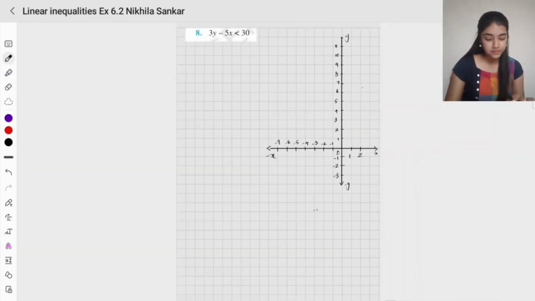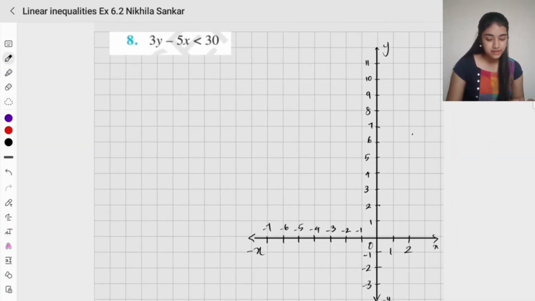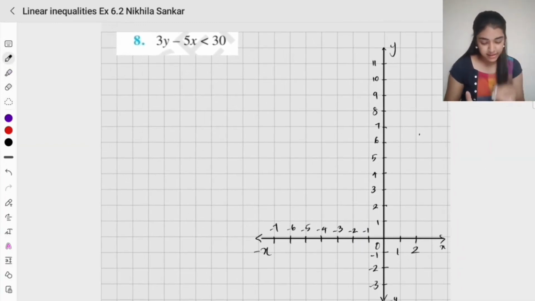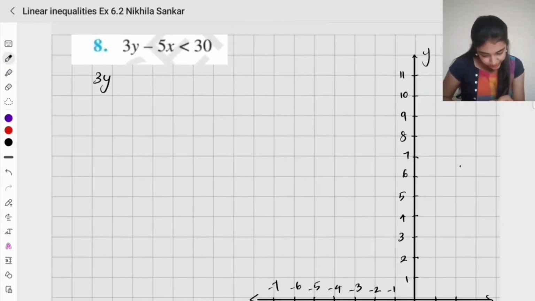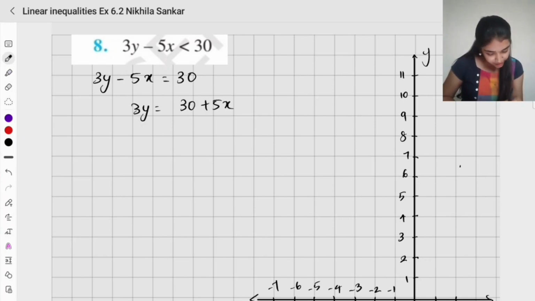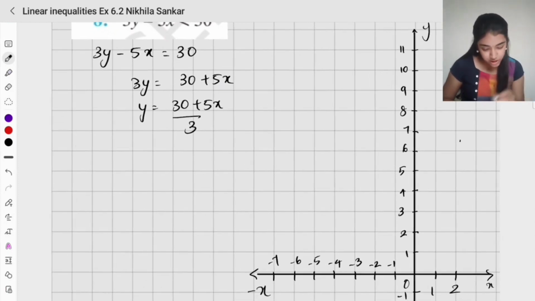Question number 8. 3y minus 5x less than 30. So first step is 3y minus 5x equals 30. 3y equals 30 plus 5x. y equals 30 plus 5x divided by 3. இப்போ y in terms of x எழுதியாச்சு. இப்போ x in terms of y.